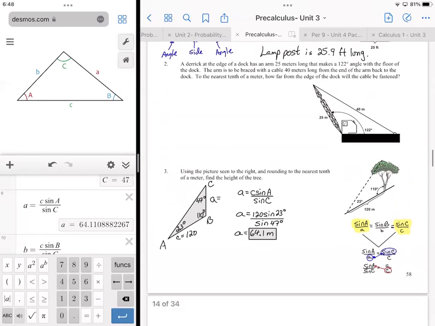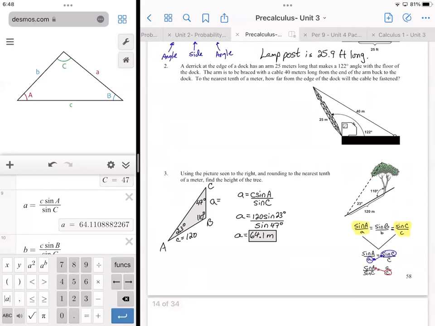So anyway, let's go back to number 2 real quick. This says a derrick at the edge of a dock has an arm 25 meters long that makes a 122-degree angle with the floor of the dock. The arm is to be braced with a cable 40 meters long from the end of the arm back to the dock. To the nearest tenth of a meter, how far from the edge of the dock will the cable be fastened? All right. So whether you know what a derrick is, honestly, I don't even know.